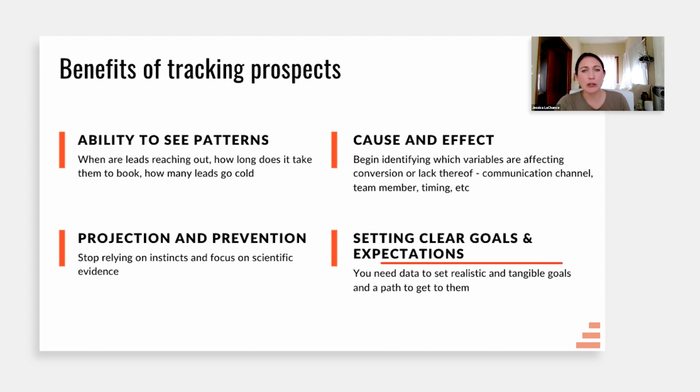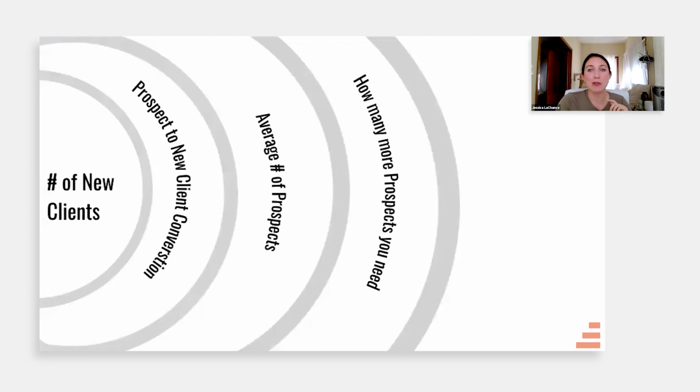Then lastly, setting clear goals and expectations. You need data to set realistic and tangible goals and then create a path to them. So I asked you that so that we can strategically figure out how to get to your goal amount of new members that you would like. I bet many or all of you have an idea in your head or on paper of how many new members you need, right? And that's because you probably know how many you need to hit your goal for revenue. And you want to focus on lead gen, probably, but without a clear and realistic goal in mind, lead gen just turns into a buzzword with no clear goal.